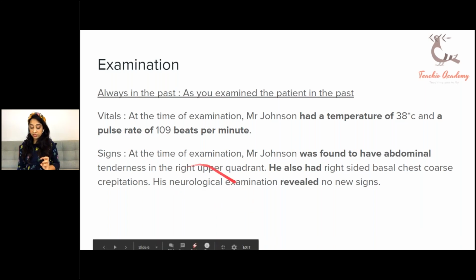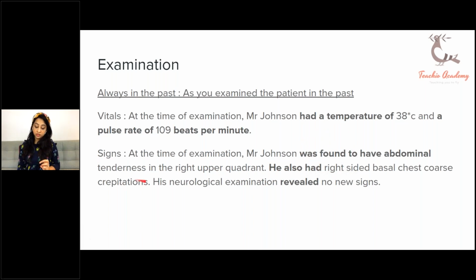Okay. At the time of examination, Mr. Johnson was found to have abdominal tenderness in the right upper quadrant. He also had right-sided basal chest course crepitations. His neurological examination revealed no new signs. So always the passive voice. Amala, you can write was experiencing abdominal pain. Ikram, yes, we can write revealed, that's fine.